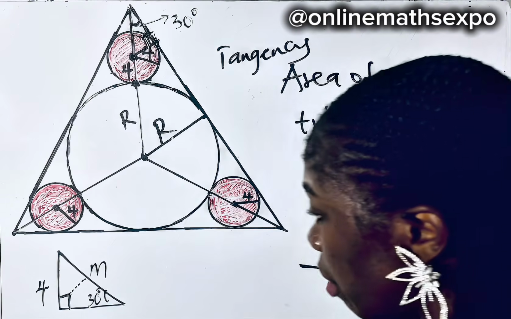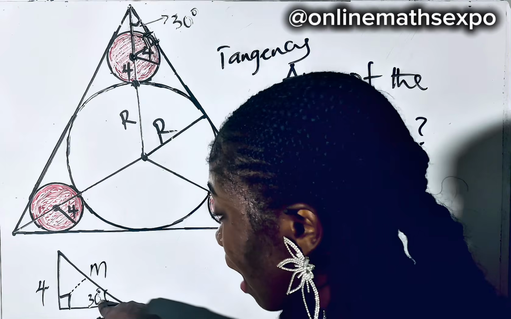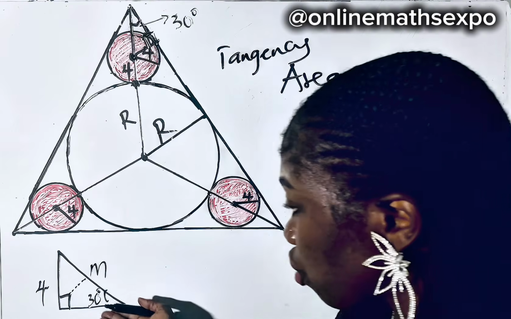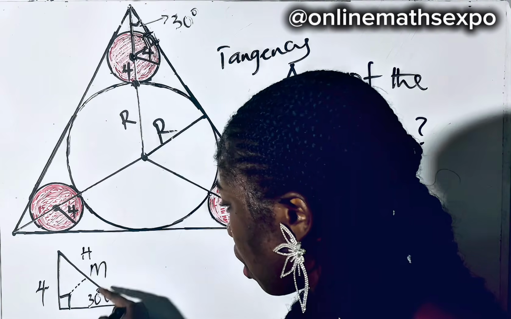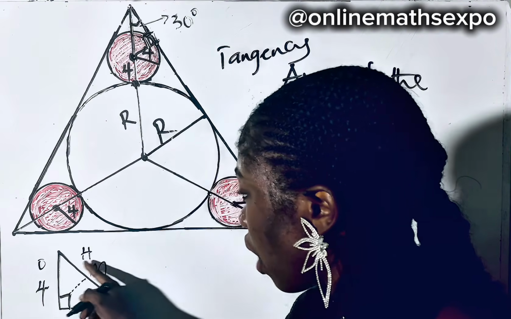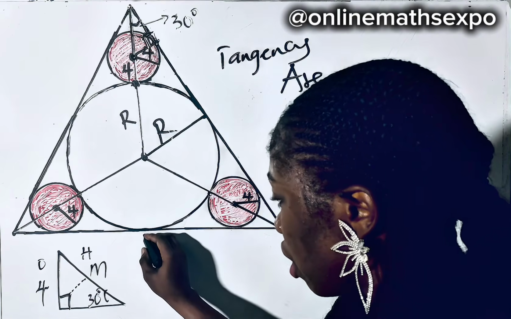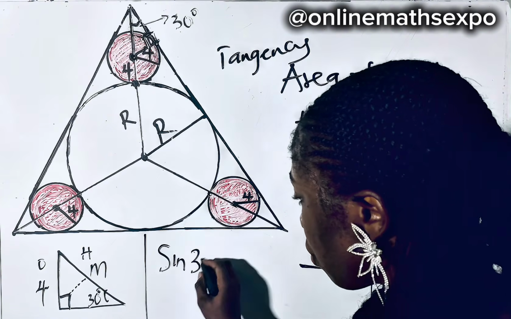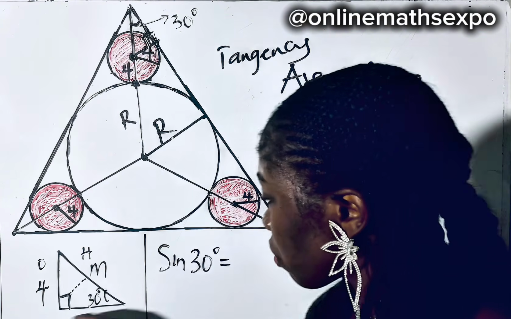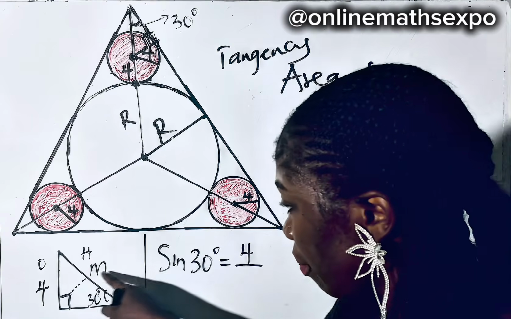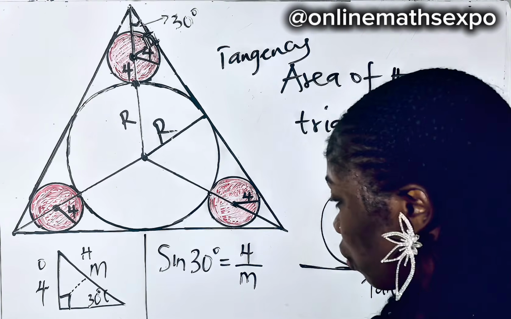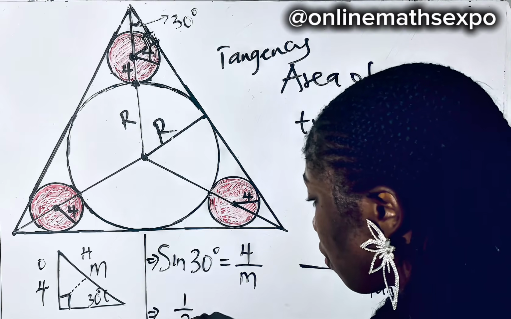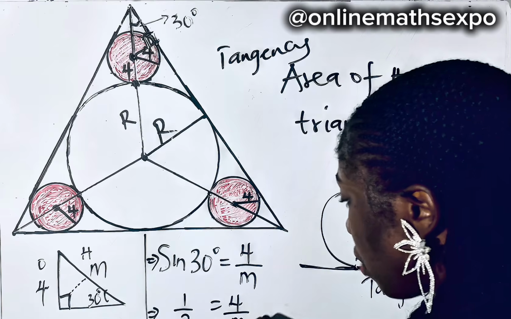Remember that anytime you work with the sides and angles of a right triangle, always use your trig ratio. Now, using your trig ratio, this side is the hypotenuse, this side is the opposite. And when you have your opposite and hypotenuse, remember to use your sine. So we're going to have sine of this angle, 30 degrees, is equal to the opposite side, which is 4, divided by the hypotenuse, which is M. What do we do next? We simplify this. Remember that sine 30 is 1/2 and is equal to 4 divided by M.